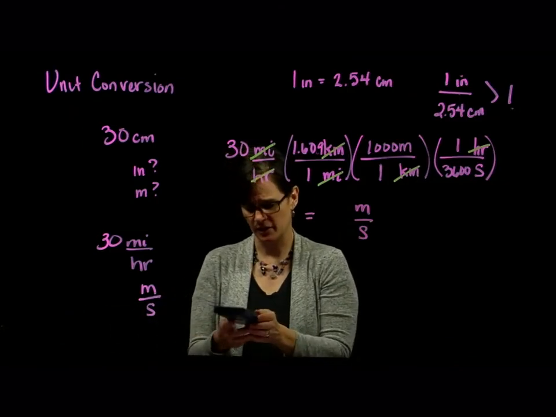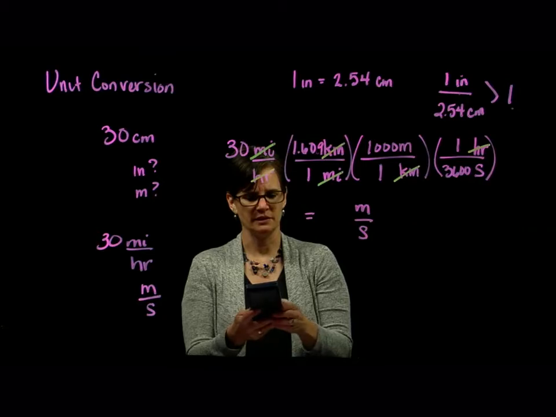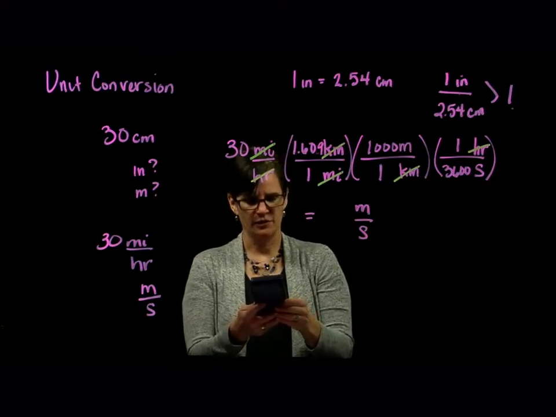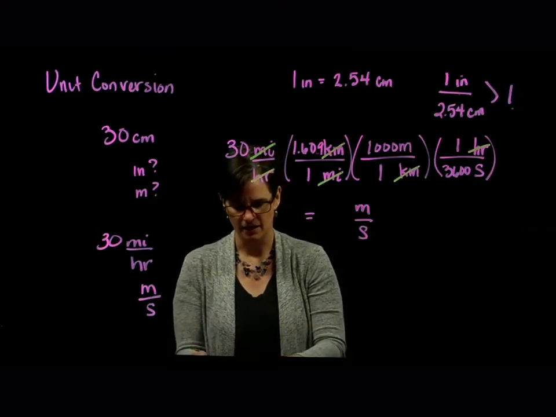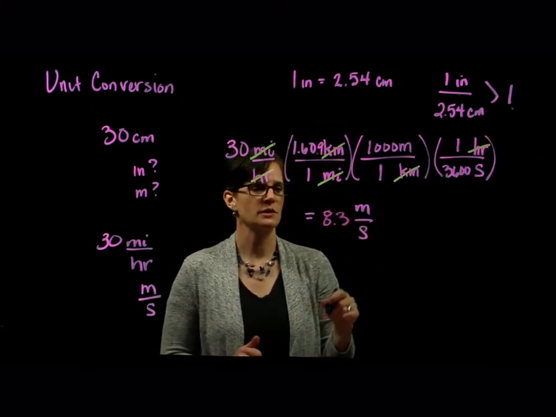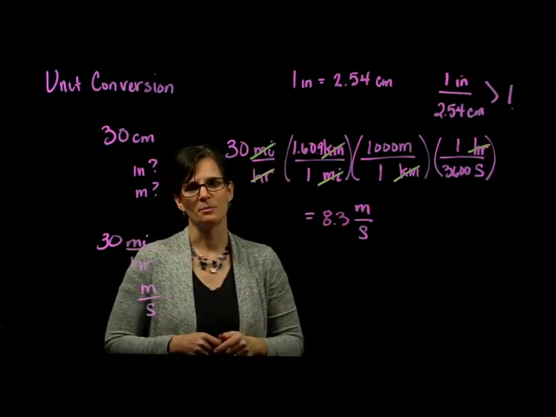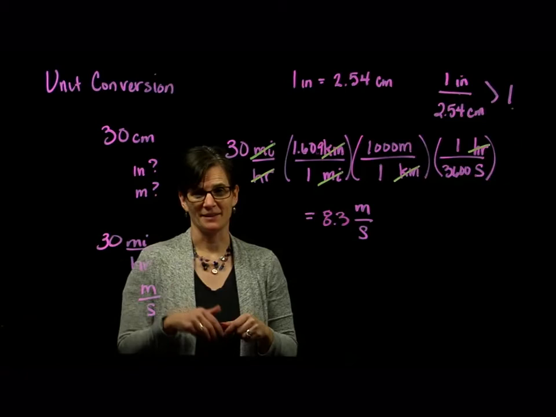And now I can plug in the numbers. So I have 30 times 1,000 divided by 3,600, and I end up with 8.3 meters per second. So 30 miles per hour is the equivalent of 8.3 meters per second.